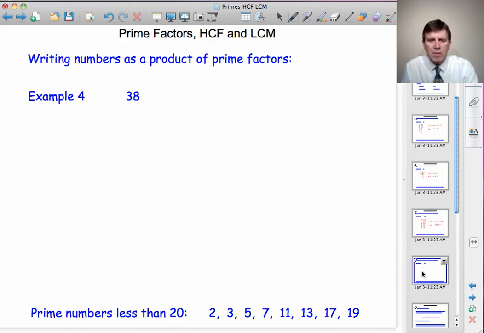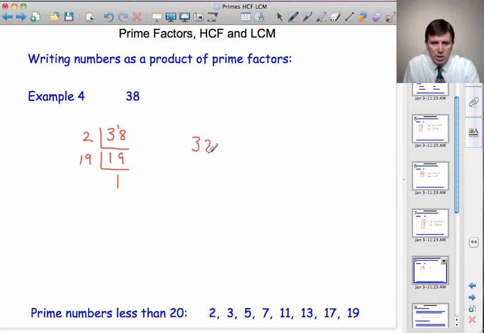Example 4, the last of this type. 38. We can divide by 2 because it's even. 2 goes into 3 once, 1 left over. 2 goes into 18 9 times. Now, 19 is an odd number. I can't divide by 2. And it turns out that 19 is prime. There aren't any numbers divided into 19 except 1 and 19 itself. So the only thing I can divide by is 19. 19 goes into itself once, and so the answer, this one only has two factors, 38 is 2 times 19.